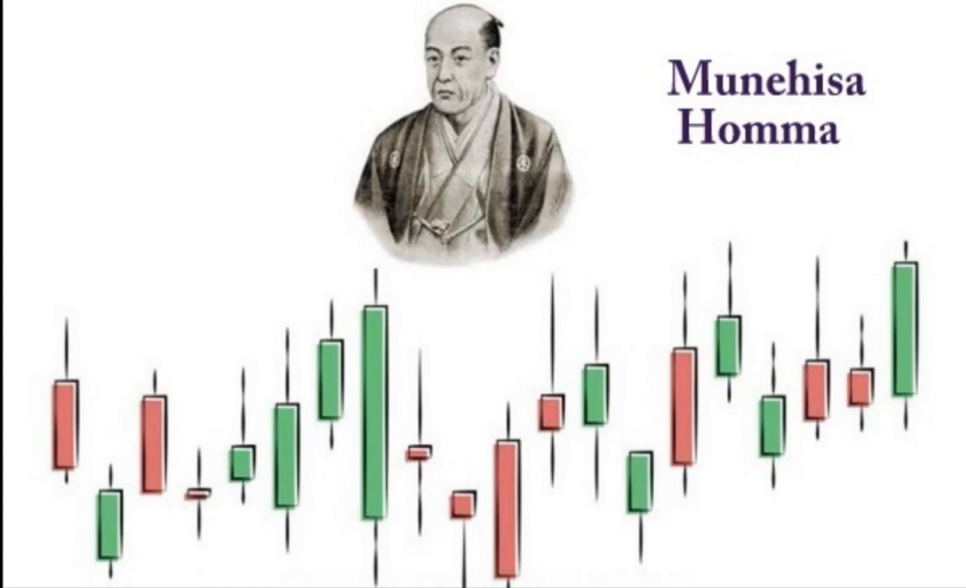There was a rice trader whose name was Munehisa Homma, who developed the candlestick pattern, and he tried to analyze all the psychology of buyers and sellers. According to it, he was able to find some patterns from which he could predict the next day's trading of rice, and he was able to get a lot of profit from them.